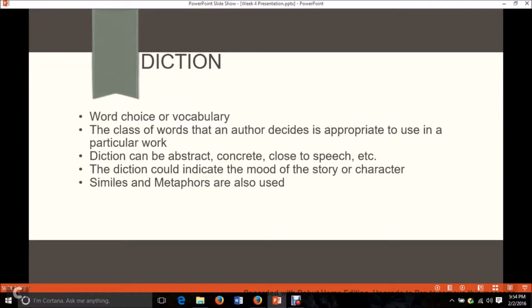It can be an abstract word choice, more concrete, close to the way that we speak. It could be in lots of different things. So really flowery, really academic. So diction has to do with those word choices. And similes and metaphors are very wrapped up in this idea of diction.